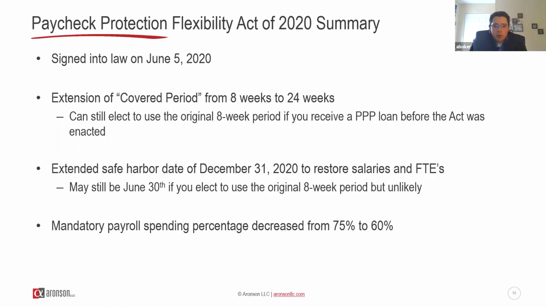Another big change that came of this is the mandatory payroll spending percentage decreased from 75 to 60. So now you can spend up to 40% of the PPP money on rent, utilities, and mortgage interest. So that added a lot of flexibility. And that 60-40 split between payroll and non-payroll costs is for everybody, whether you go with 8 weeks or 24 weeks for your covered period.